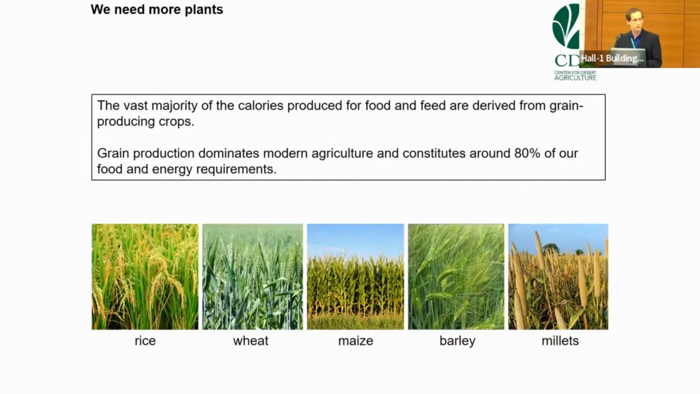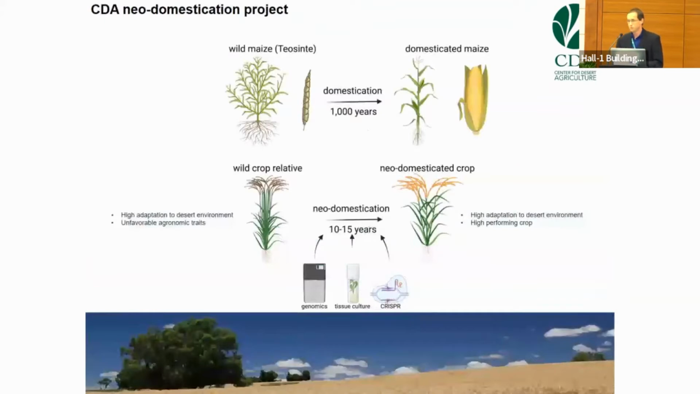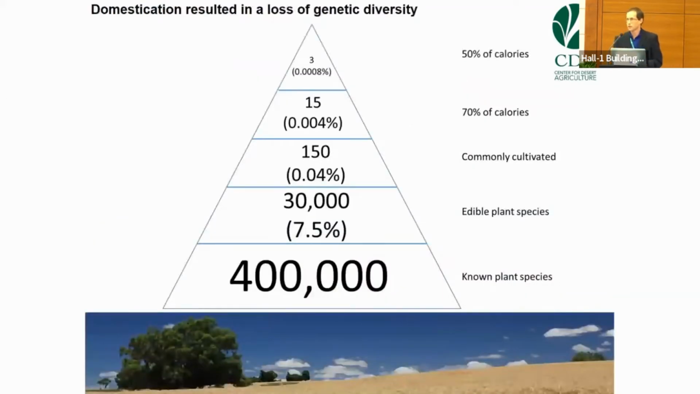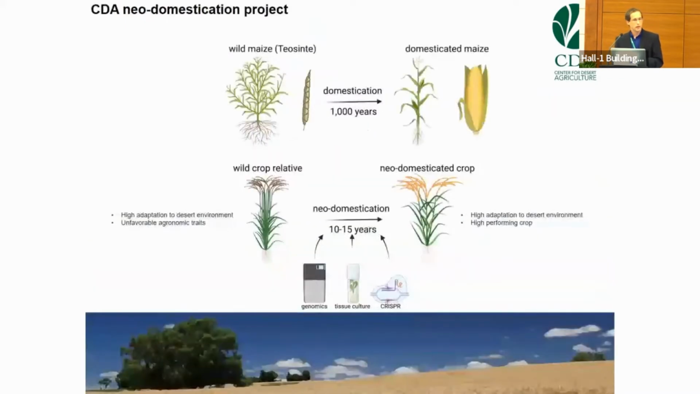Now, there are 2 ways you can deal with it. One way is what breeders try to do and have done quite successfully, which is to breed for more drought-tolerant and heat-tolerant rice, wheat, and maize. Our approach is a bit different, and I think it's bold. We want to go out again into this untapped diversity of the 30,000 potentially edible species and repeat the process of domestication. So take a wild plant that is highly adapted to a desert environment and turn it into a high-performing crop.